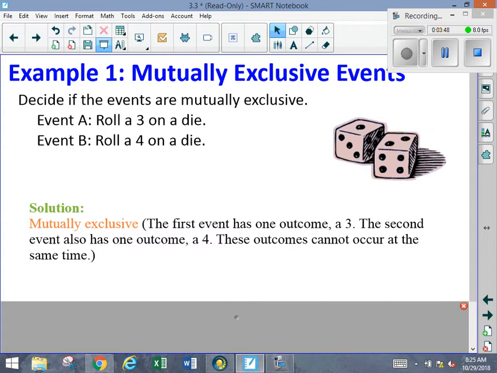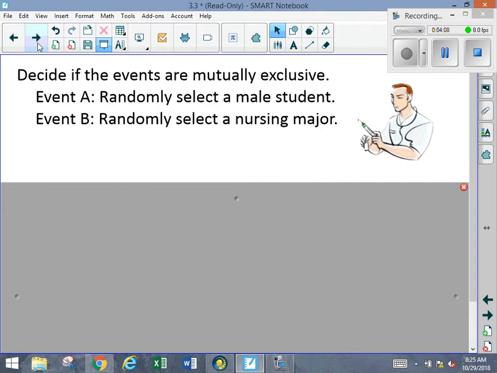Anyhow, I felt like a better explanation is to say that if you're rolling 1 die, you can't roll both a 3 and a 4, right? That's what this is saying, in a little better terms. Okay?